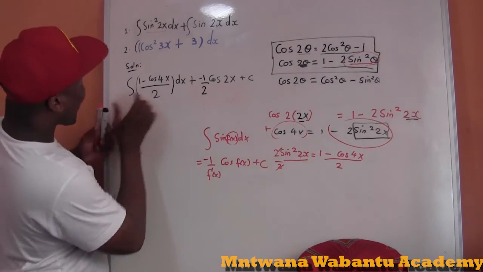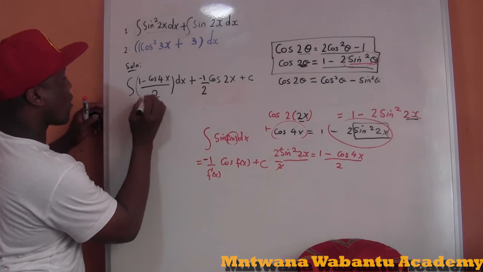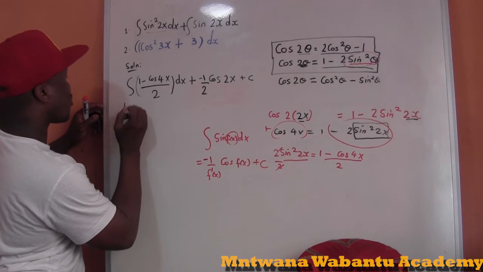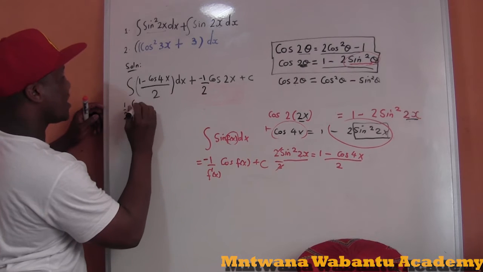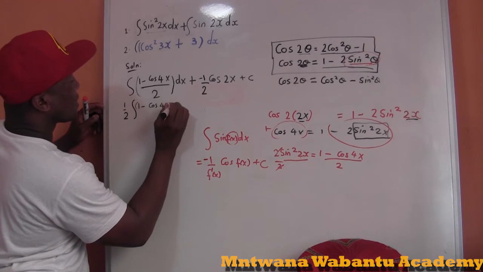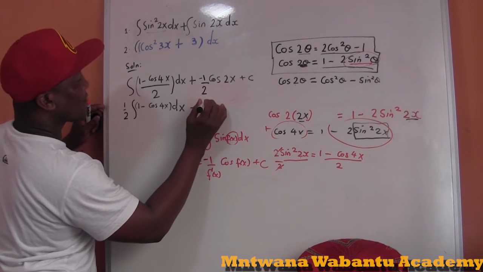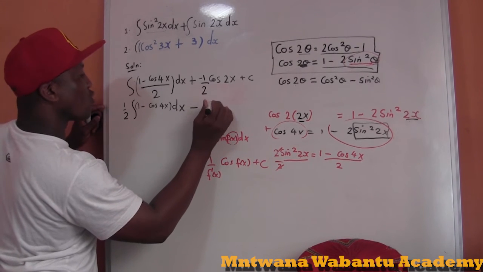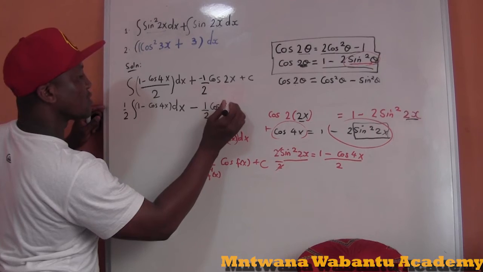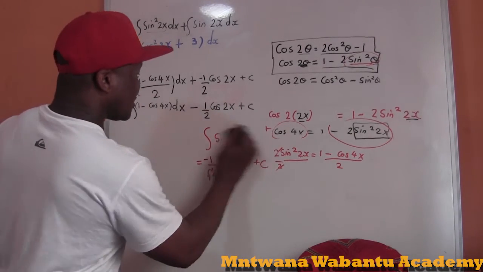So now for right here, we're going to take the 2 to the back because this 2 is a constant. It's like a 1 over 2, so 1 over 2 has to go at the back of the integral, and we have the integral of 1 minus cos of 4x, and then plus and minus minus, and there you have 1 over 2 cos 2x plus c. I'm going to erase this part here. I don't need it.